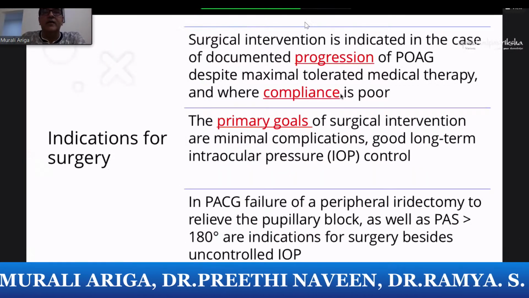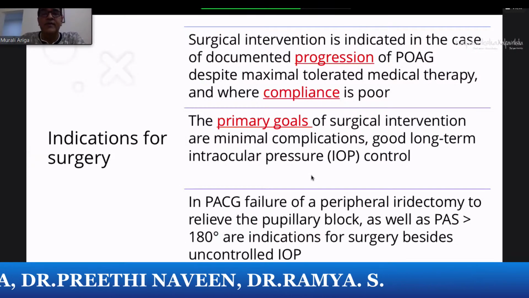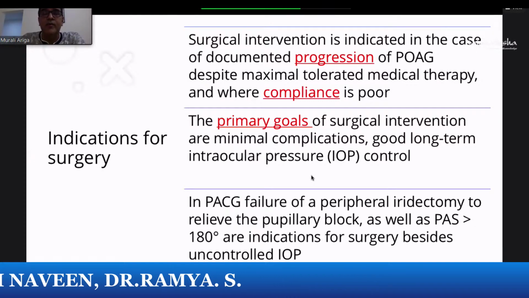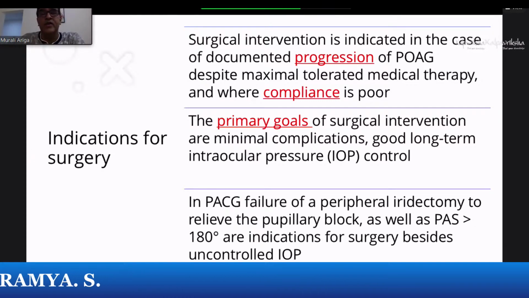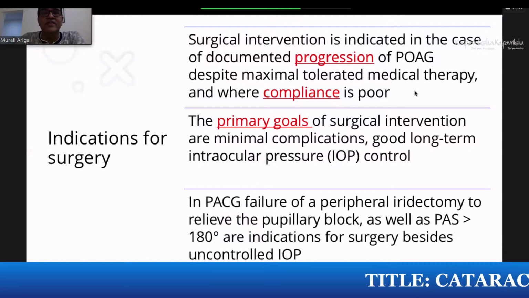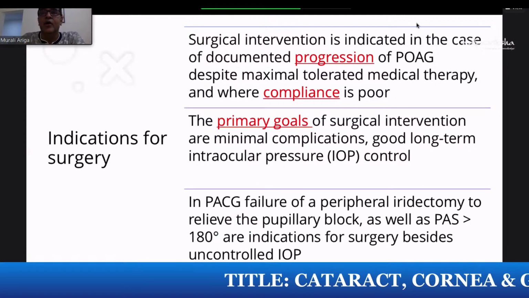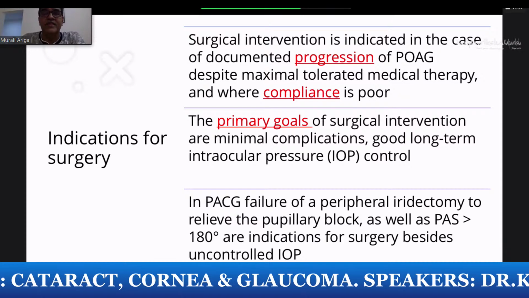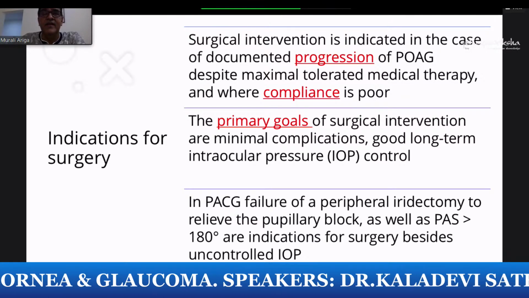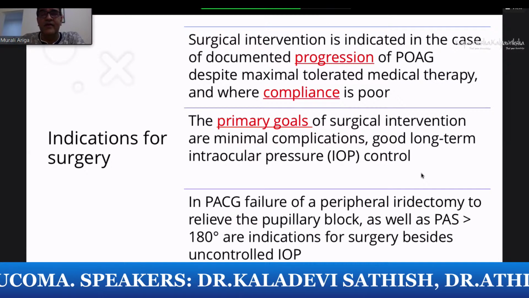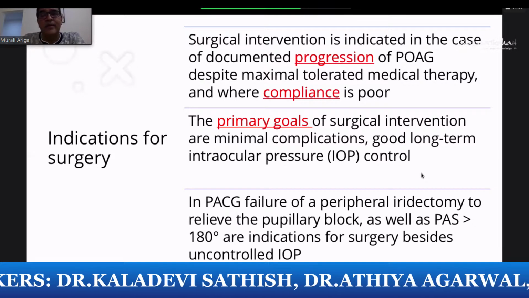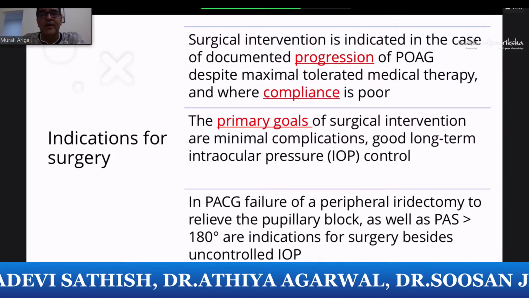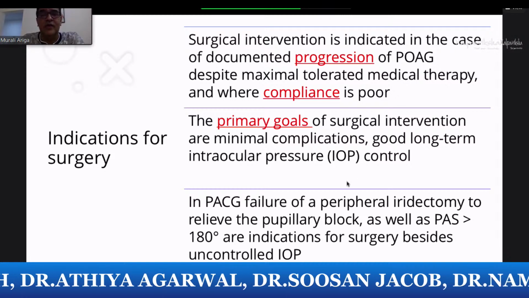The goals of surgical management primarily are to have minimum complications, good long-term intraocular pressure control, and what we call stable visual function, and not allow the disease to progress further. Surgical intervention is indicated when you have documented evidence of progression despite whatever we are doing as far as medication is concerned, when compliance and adherence are poor, when drugs are not tolerated or side effects come in, or when for some reason you have to operate for cataract as well. So combined surgery is an option.